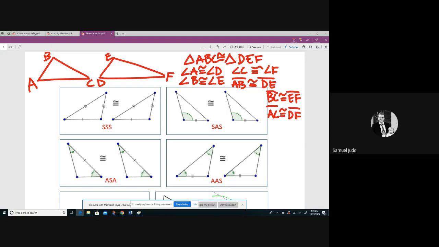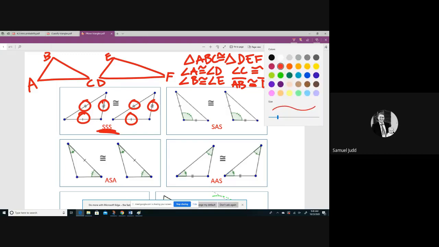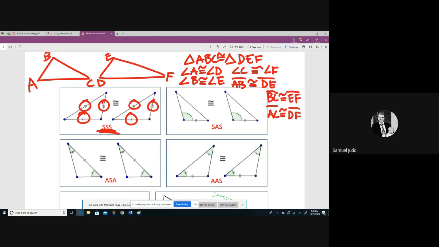So up here on the board, I've listed all the valid reasons for proof, and I'm going to go through them. First, if you can prove side, side, side. This SSS, whenever you see an S, that's talking about a side. If you can prove all your sides are congruent, you don't have to worry about the angles. You know those triangles are congruent. That's one valid reason for proof, side, side, side.